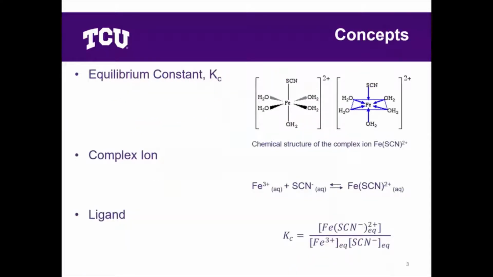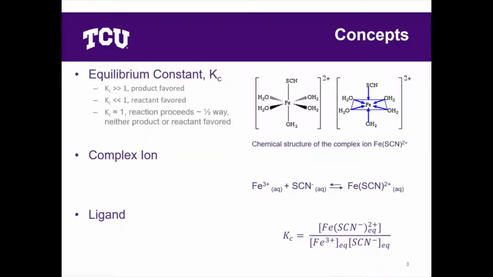So some concepts for today's lab: equilibrium constant, complex ion, and ligand. Equilibrium constant, or Kc. Remember, if Kc is a lot bigger than 1, the reaction is product favored. If Kc is a lot smaller than 1, the reaction is reactant favored. If Kc is about 1, the reaction proceeds about halfway. It's neither product nor reactant favored.